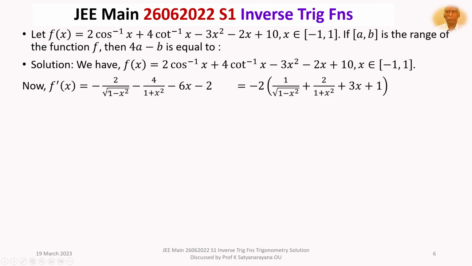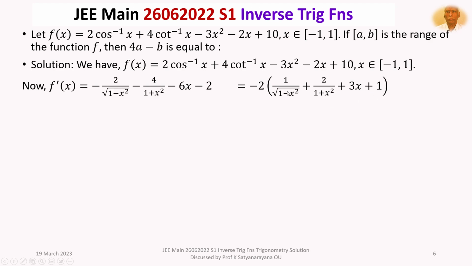derivative of cos inverse x is minus 1 by under the square root of 1 minus x square plus 4 into derivative of cot inverse x is minus 1 by 1 plus x square minus derivative of 3x square is 6x, derivative of minus 2x is minus 2, derivative of 10, the constant, is 0. Now we take minus 2 common, that is equal to minus 2 into, in brackets, 1 by under the square root of 1 minus x square plus 2 by 1 plus x square plus 3x plus 1.